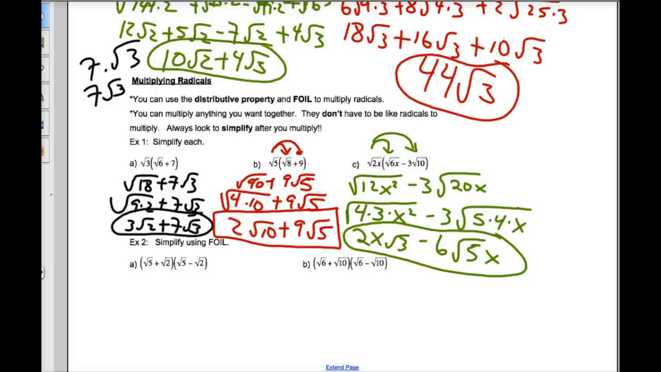Which one do you guys want to do, the first one or the second one? Second one's easier. Whichever one's easier. Don't be a lazy bum. Do the first one. Do the first one.